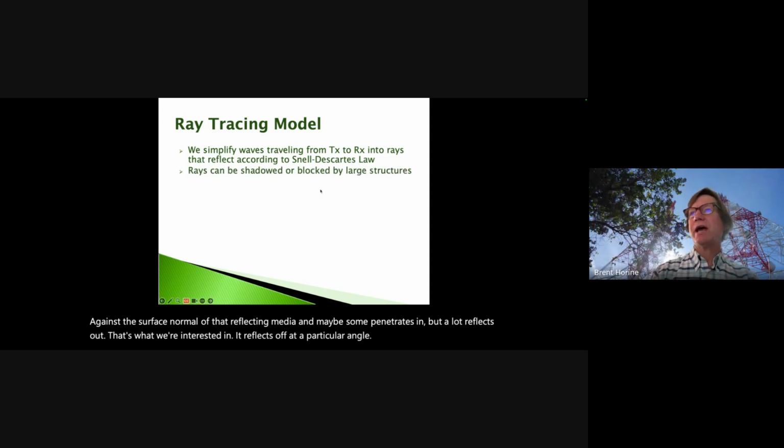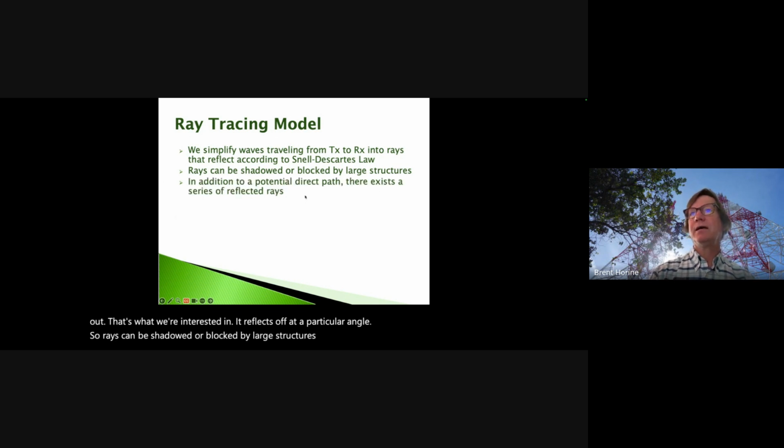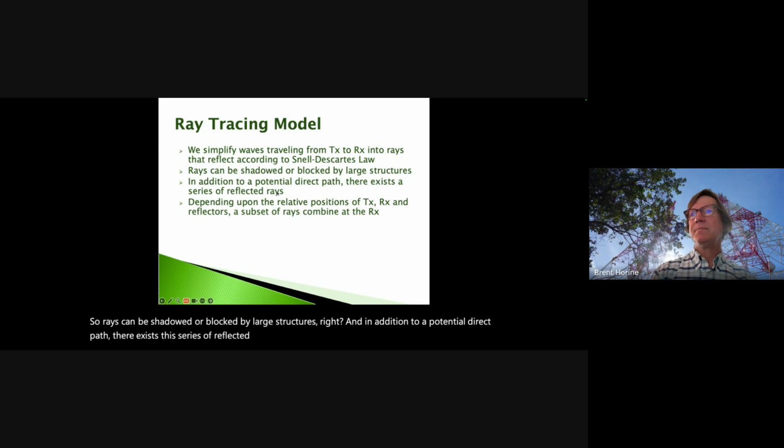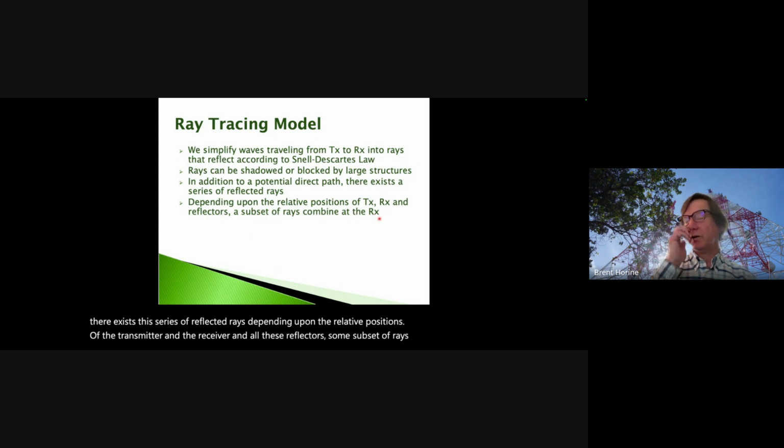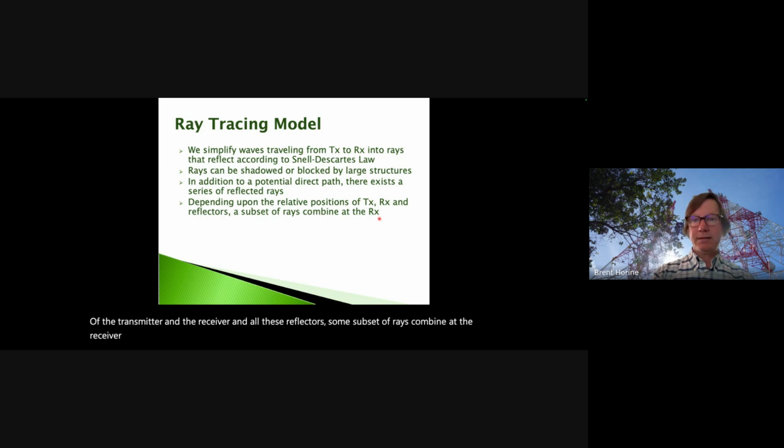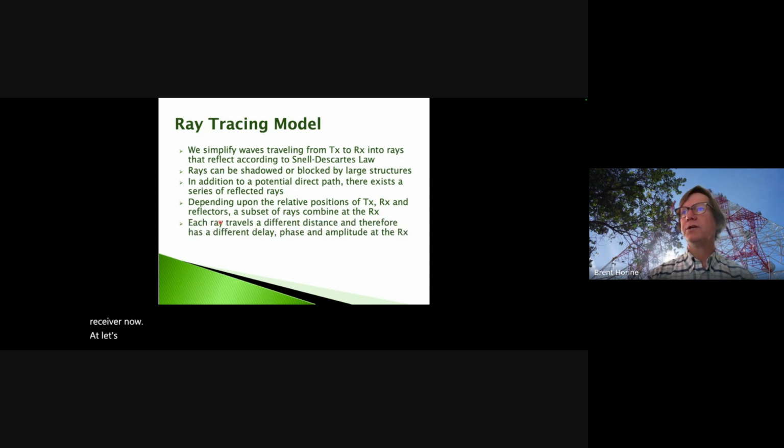So rays can be shadowed or blocked by large structures, right? And in addition to a potential direct path, there exists this series of reflected rays. Depending upon the relative positions of the transmitter and the receiver and all these reflectors, some subset of rays combine at the receiver.